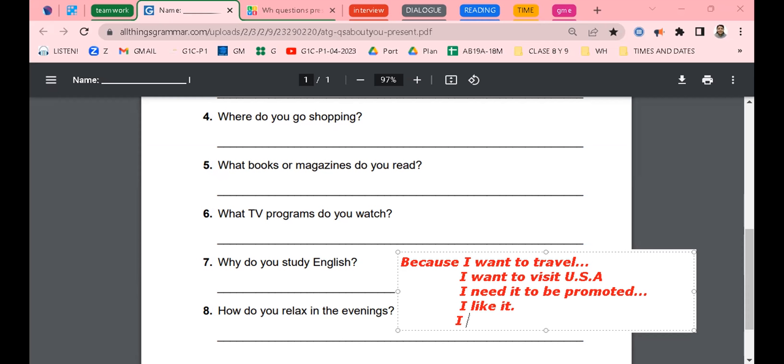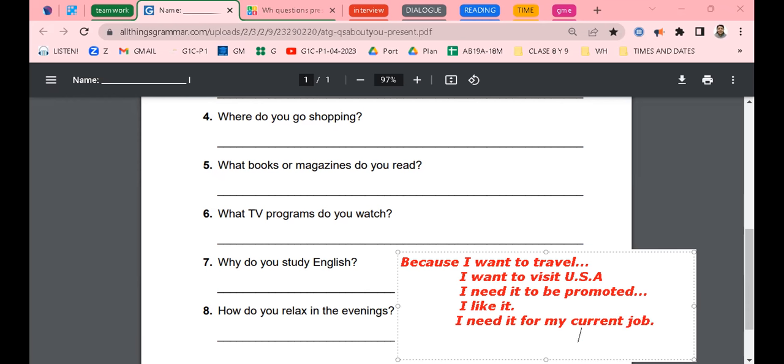Because I need it for my job. Okay, lo necesito para mi empleo. Or for a new job, for your current job. For my current job, para mi trabajo actual. O pueden ponerle ahí que lo necesitan para un trabajo nuevo. For a new job, okay?